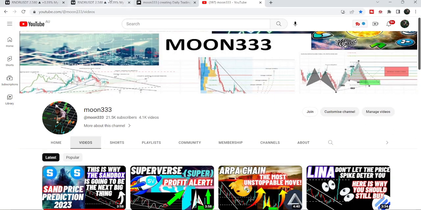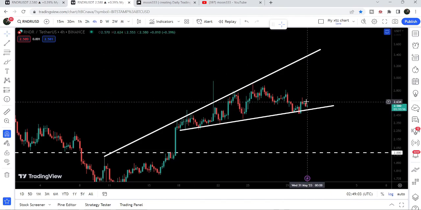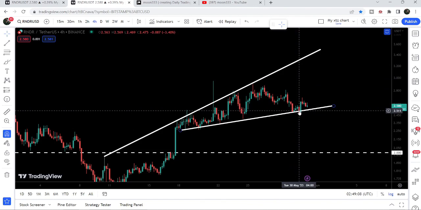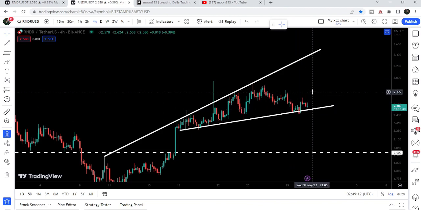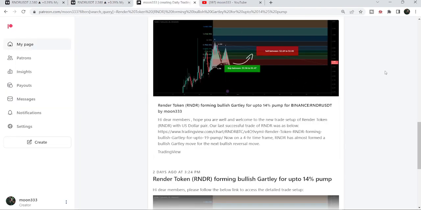In my earlier video of Render, I was showing you this broadening wedge pattern that was formed on the 4-hour time frame chart, and after testing the support, the price line has geared up. And in today's video, we will once again take a look at this move. And I would also like to share with you my most recent trade signal for Render that I shared with my members almost 2 days ago.